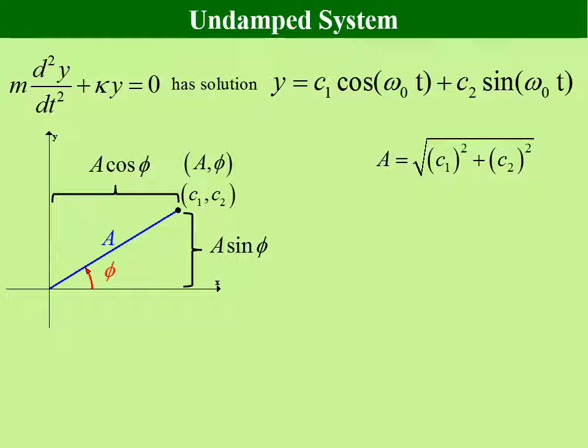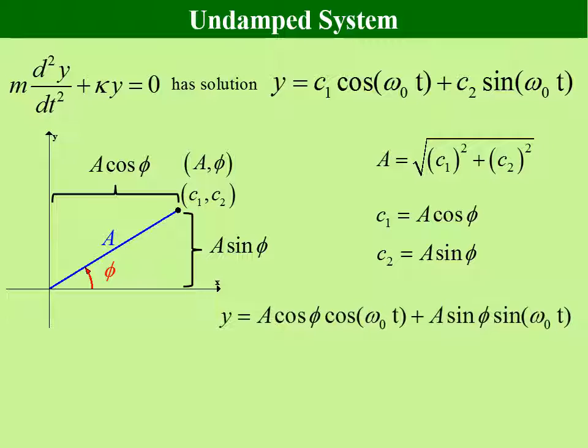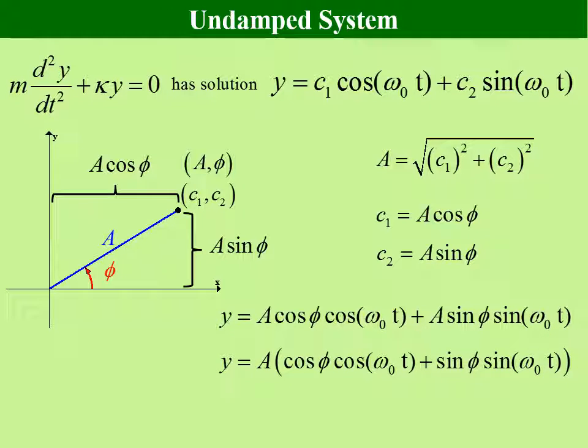That means that the distance A, which is the square root of the x squared plus the y squared, would give us the A cosine phi times the cosine omega naught t plus A sine phi sine omega naught t, which we can factor out the A, and you can see the stuff in parentheses, cosine phi cosine omega naught t plus sine phi sine omega naught t, is a trig identity. That's the identity for the difference of two angles.